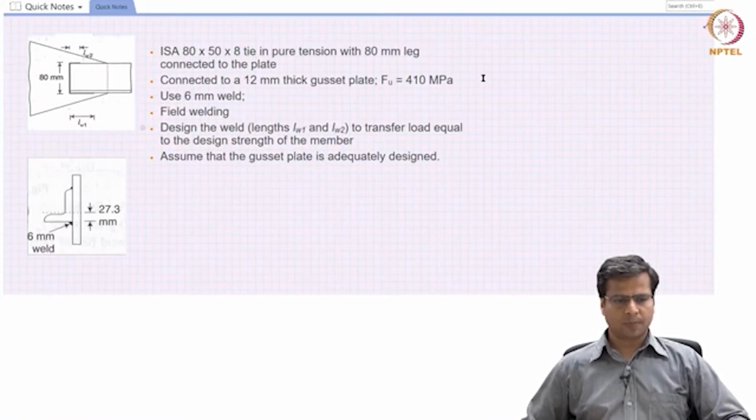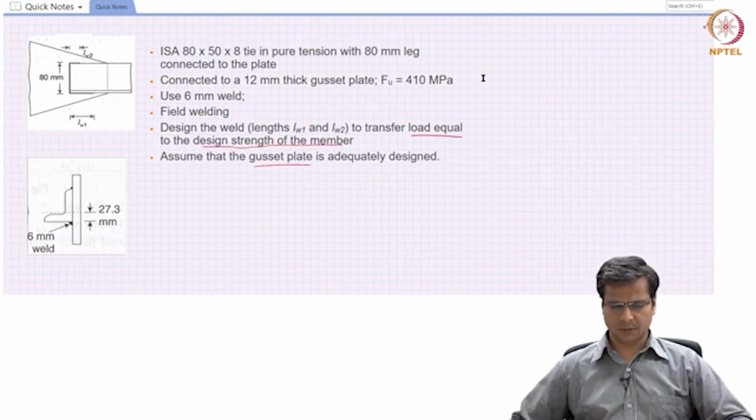The question now is that this weld has to be designed in such a way that it is able to transfer the entire load that is equal to the design strength of the member. So whatever is the design strength of the member, that much load we should be able to transfer. So first we need to calculate the demand, and then we will calculate the requirement. Also, the gusset plate can be assumed to be adequately designed, so we don't have to worry about the design of the gusset plate itself. We will just design the weld. So starting with the beginning, let's collect some information.